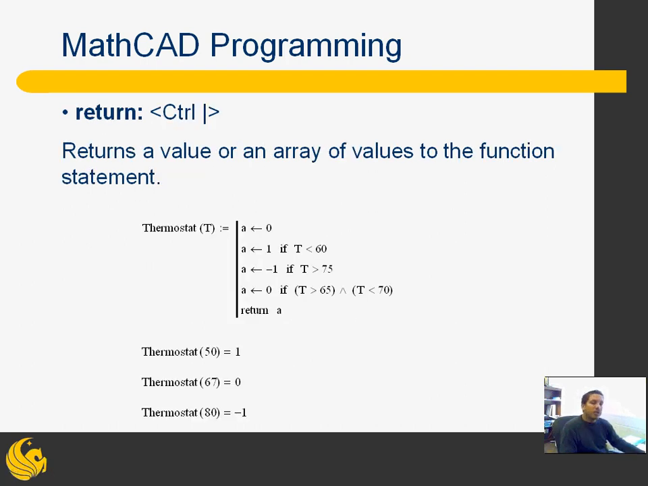And then the return statement, which should always, or very commonly, be the last statement in a programming block, because it's the one that returns the value, the local defined value. A, remember, is a local variable that only has meaning within the programming block. We don't have access to A from the outside of this programming block, but we return it as the value of thermostat once the programming block is over.